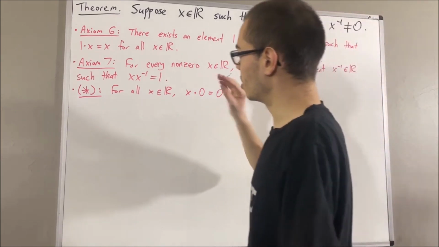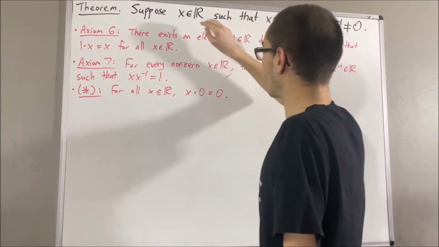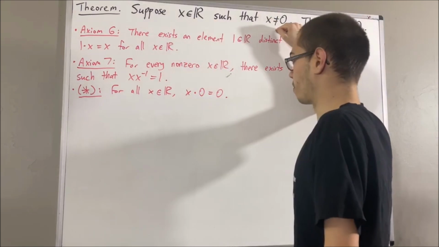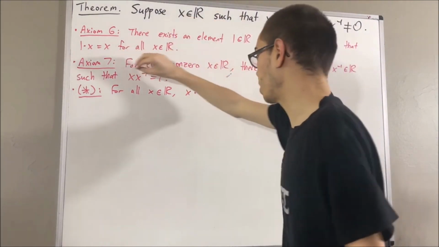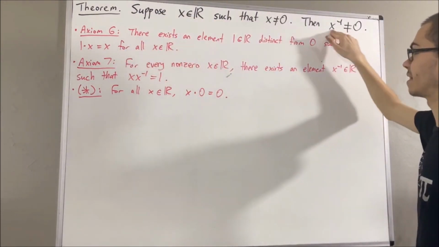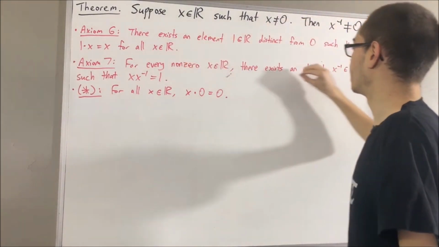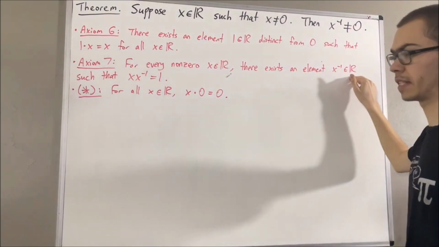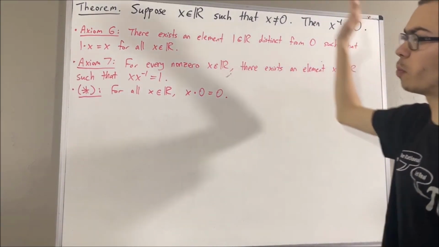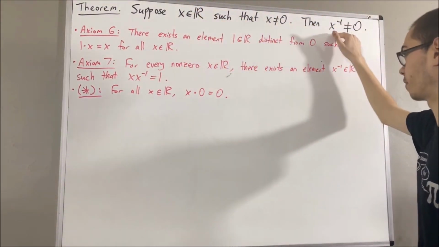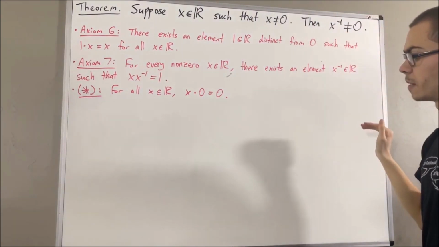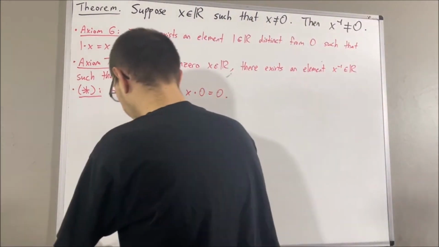Now, notice in this theorem, we are given a real number x that is non-zero. So, according to axiom 7, we can make sense out of the reciprocal of x. But axiom 7 doesn't tell us that the reciprocal of x is non-zero. The whole point of this theorem is to prove that the reciprocal of x is non-zero. So, how do we prove that?